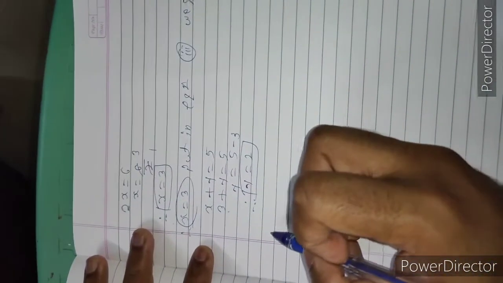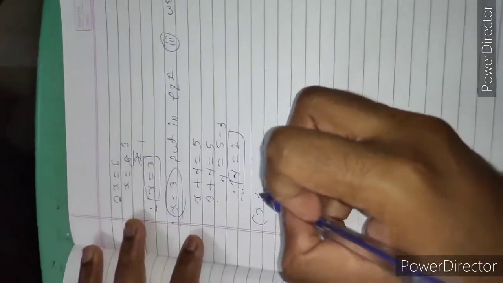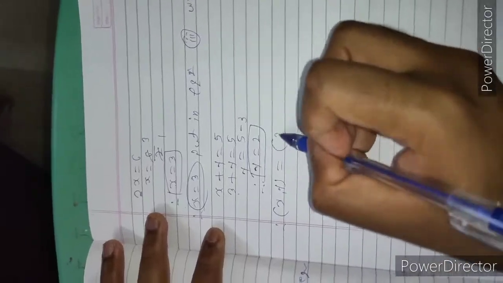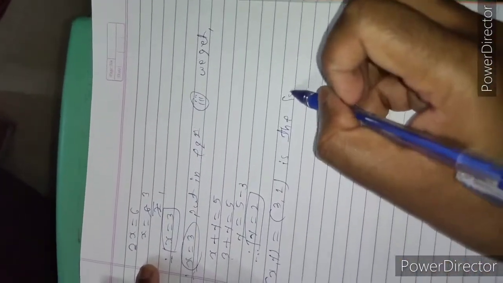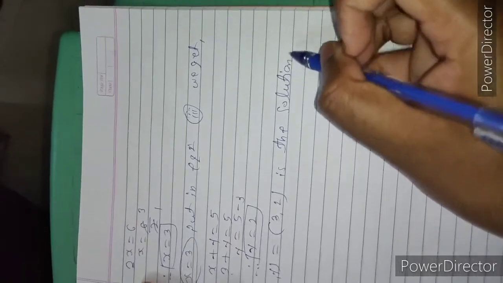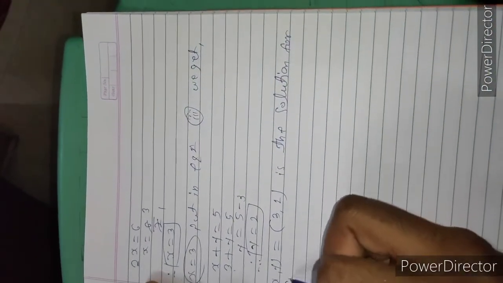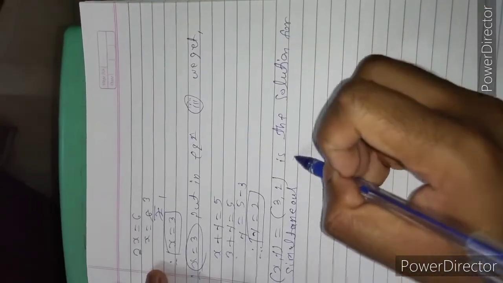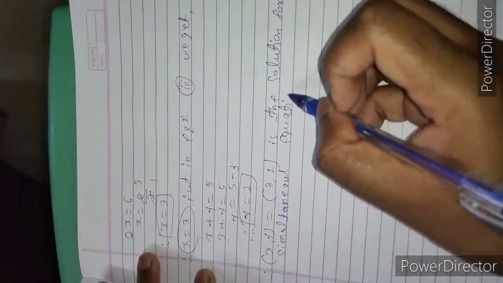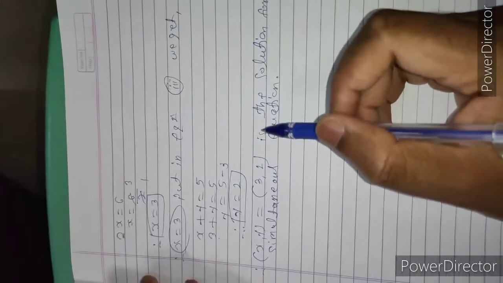नाउ हाउ टू राइट द आंसर? x comma y is equal to 3 comma 2 is the solution for simultaneous equations. Using this way you have to represent your answer.